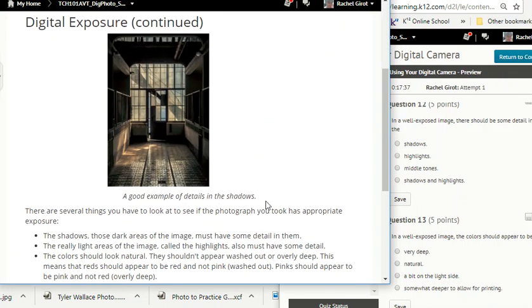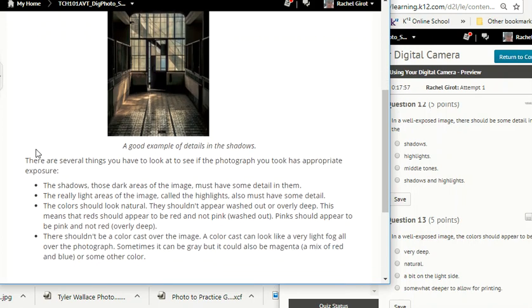A good example of details in the shadows. Oh yeah, that's nice. Look at all the details here on the floor. You can see the tiles and you can see things happening up in the ceiling and on the sides. There are several things you have to look at to see if the photograph you took has appropriate exposure.